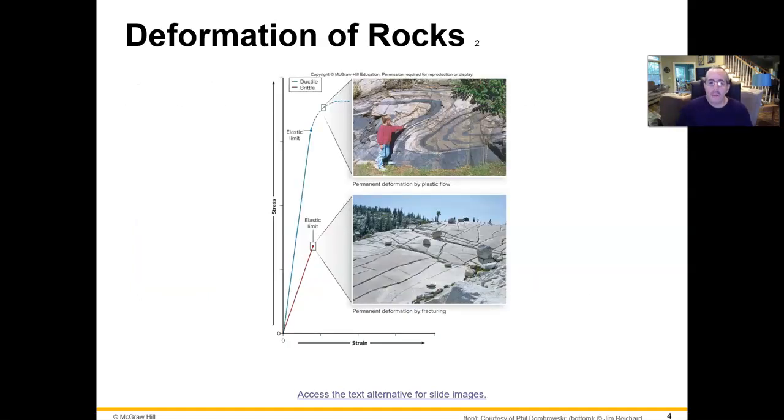So when we talk about the deformation of rocks, there's a lot of things to consider. First of all, what type of stress is being put on those rocks? Other things include the chemical makeup of those rocks, the density of those rocks, the brittleness of those rocks, the elasticity of those minerals in those rocks, the heat, how hot are these rocks?